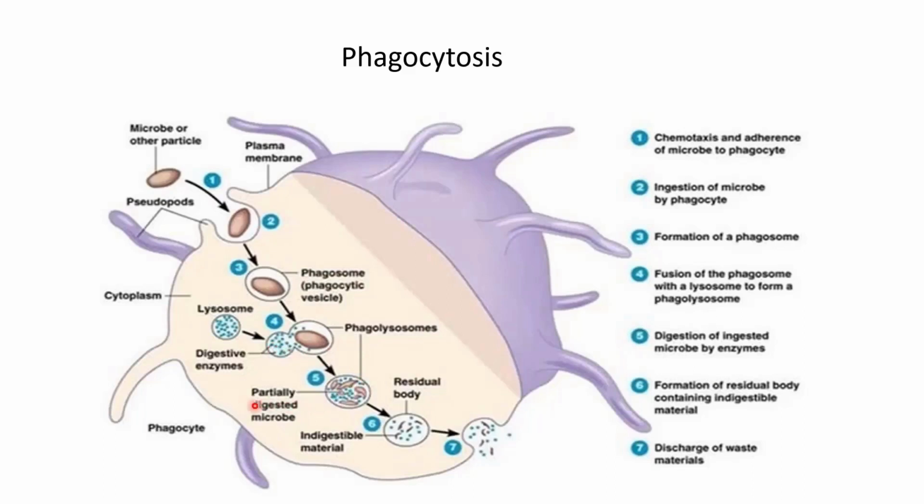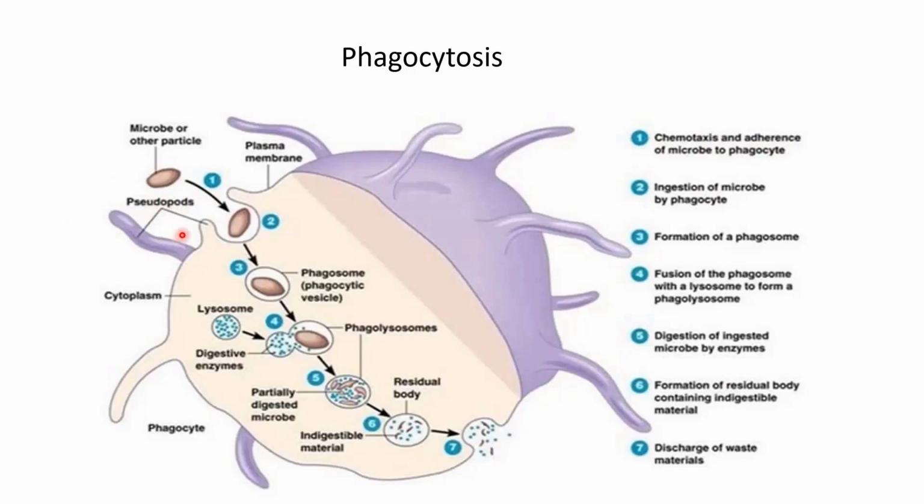Now, if this is digested, there is a partially digested microbe here, and its residual body parts are also inside the vesicle. They are still inside the vesicle, so these cannot be further digested. Now the neutrophils are going to release these indigestible materials outside into the environment. So this is how the pathogen is killed by white blood cells at the site of injury. You can read it from here as well. Chemotaxis and adherence of microbe to the phagocyte. Chemotaxis means this pathogen is going to release certain chemicals which will be recognized by the white blood cells.